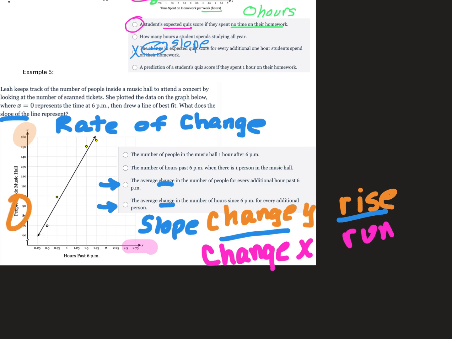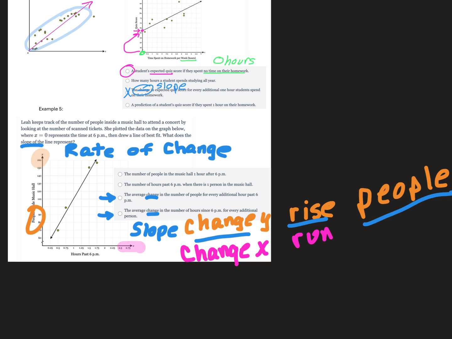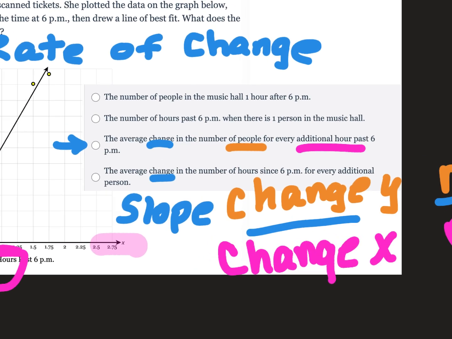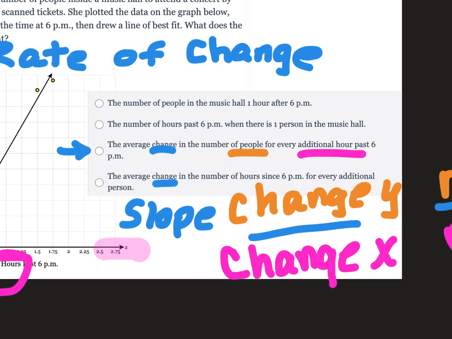And our y value in this case is hours. So we need to choose the option that has people first and then hours second. So that is why it's not going to be this one. It's going to be this option right here.